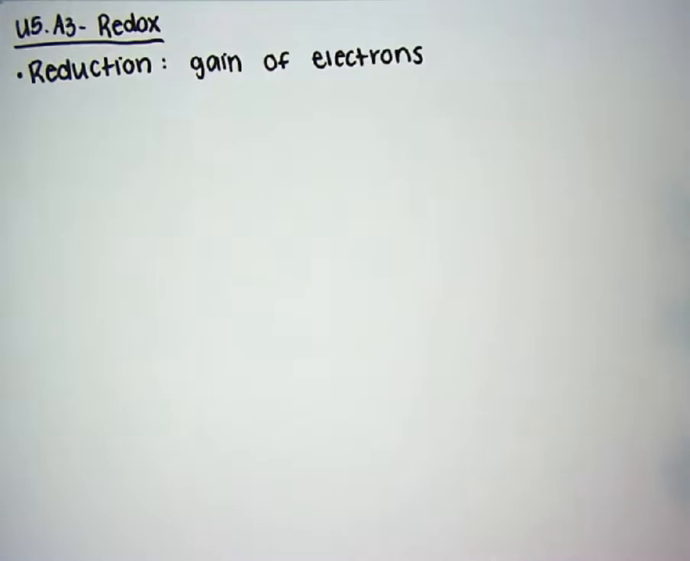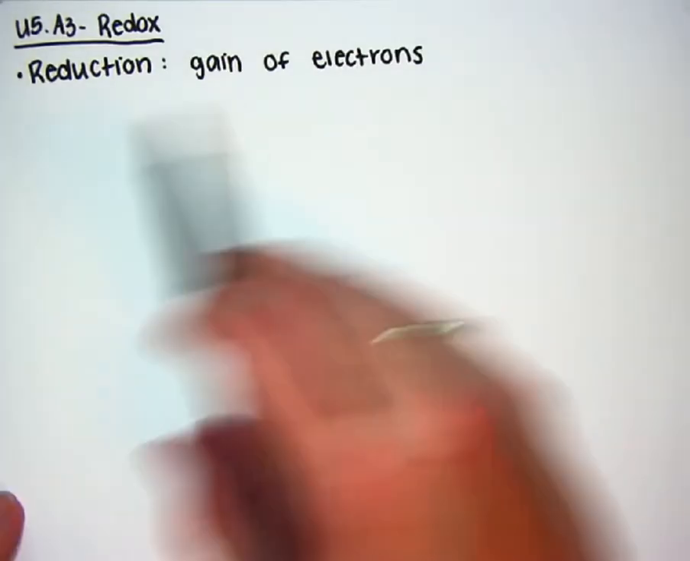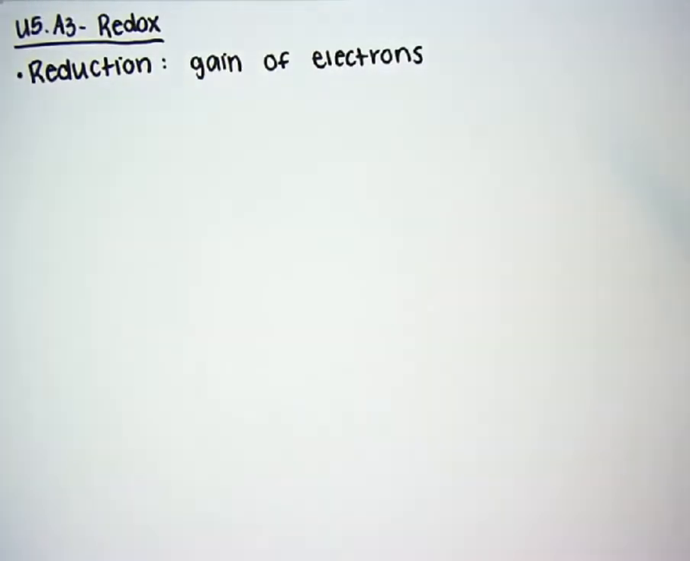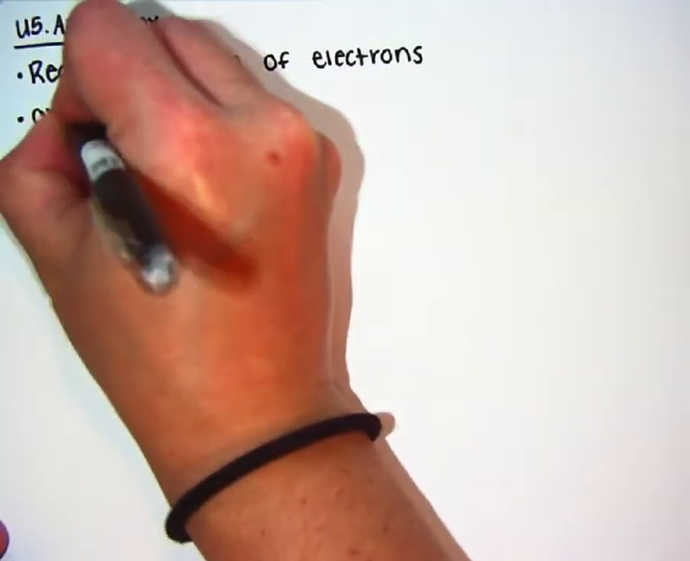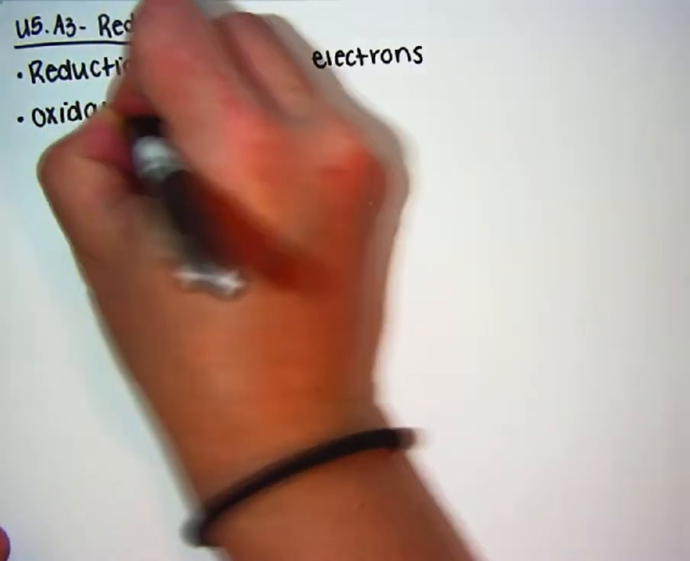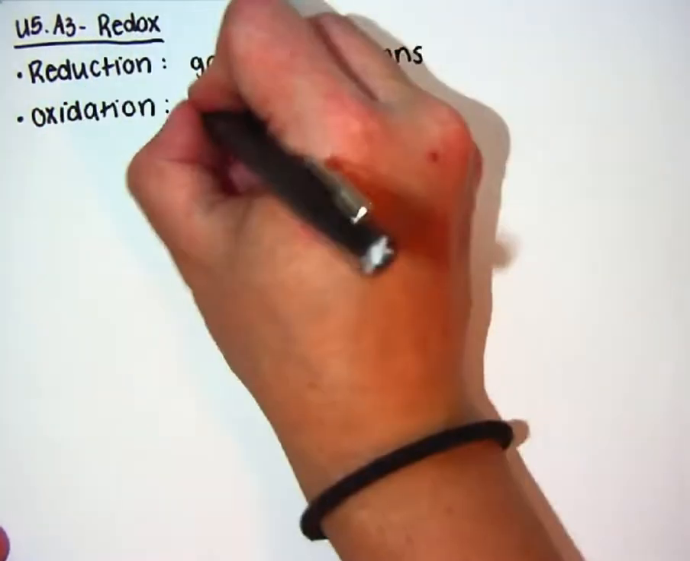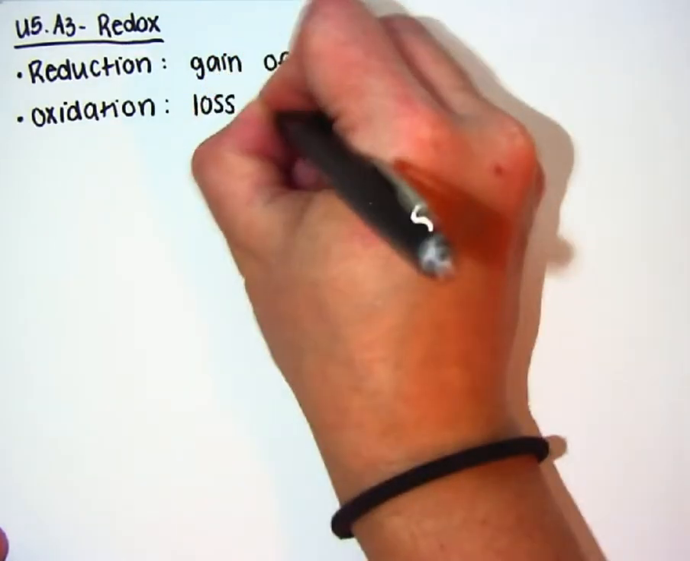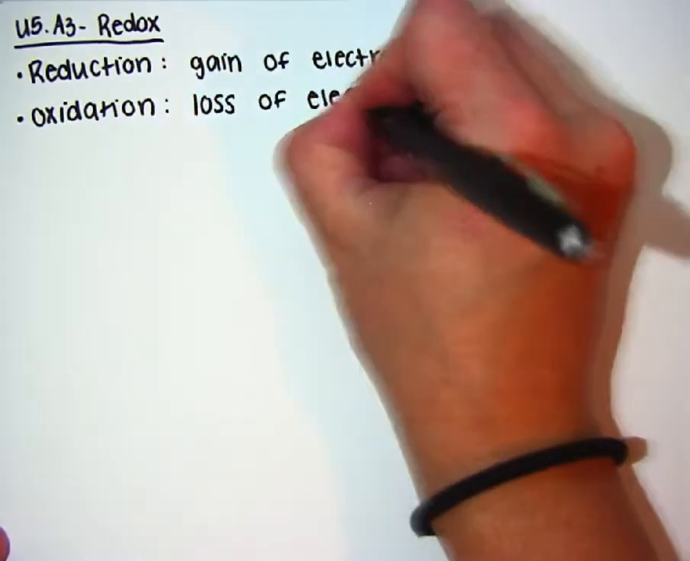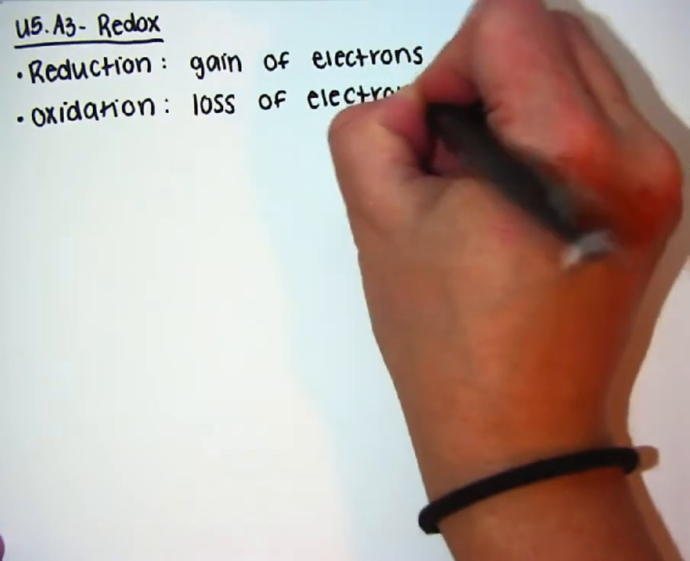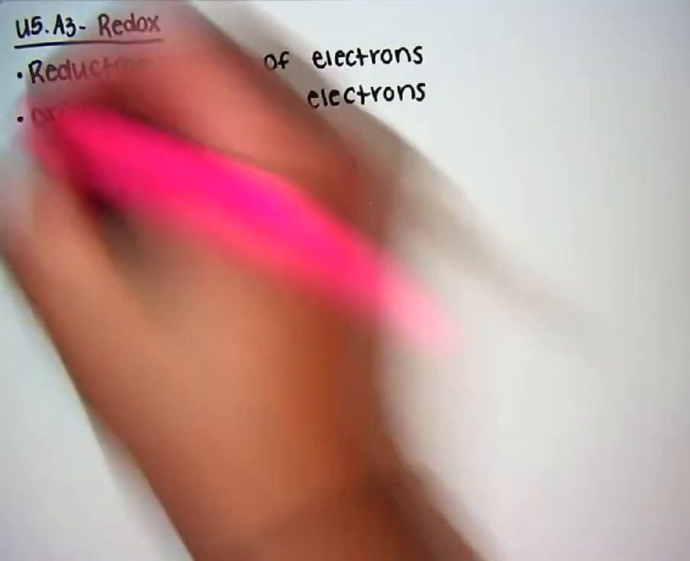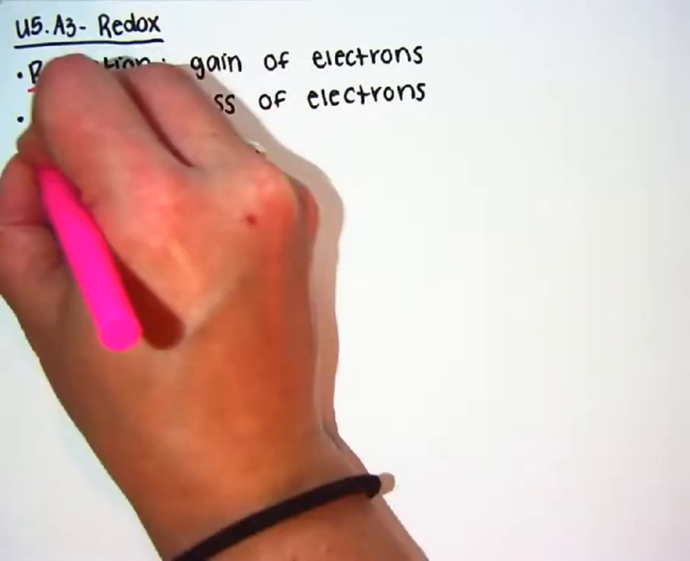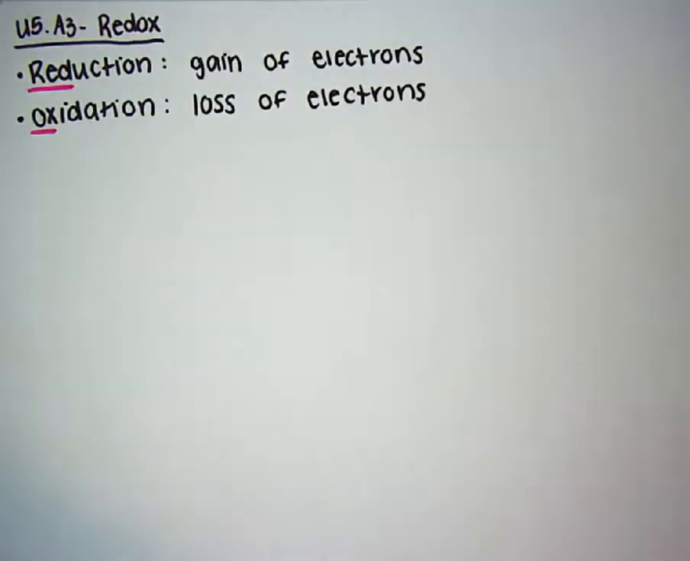which kind of almost seems like if I'm gaining, why is it reducing? But remember, electrons are negative. So reduction is the gain of electrons, whereas oxidation is the loss of electrons. You can't have one without the other. We can't gain electrons unless something else is losing electrons. So these go hand in hand. So redox is for reduction and oxidation.